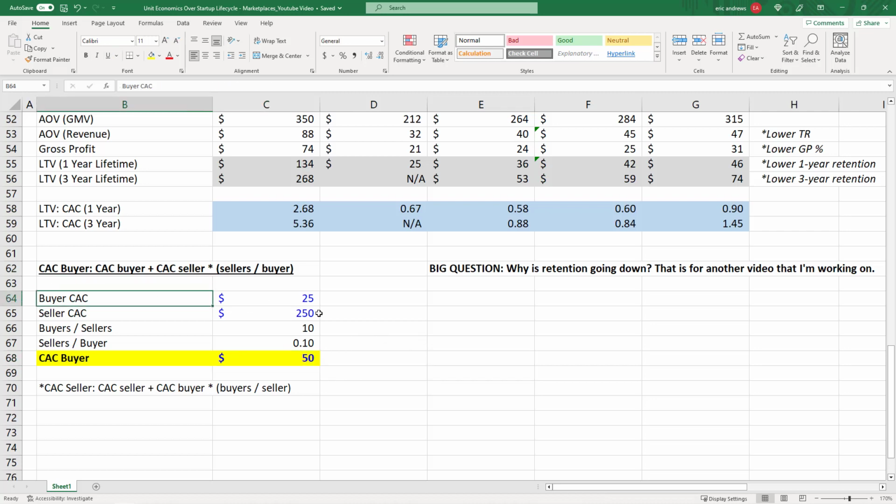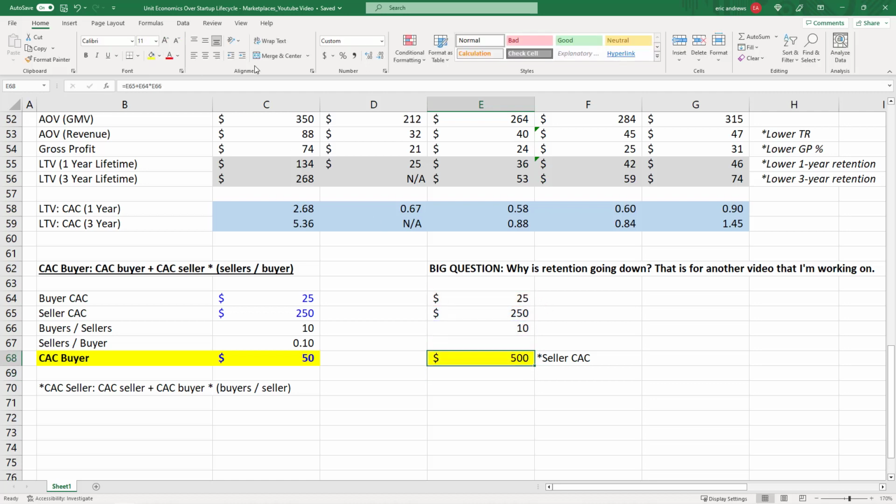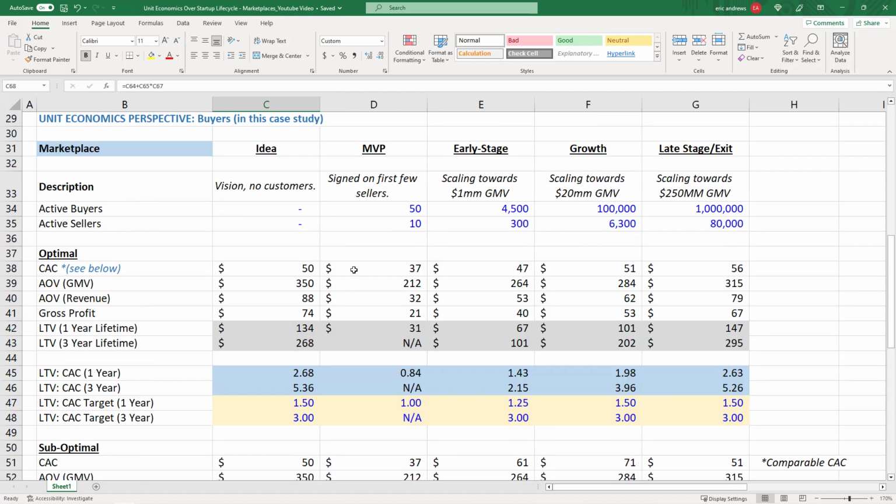If we were trying to do it from the seller perspective, you would effectively say CAC of the seller here, buyers per seller here, buyer CAC here. And so if you wanted to say seller CAC, you'd say, okay, we know we have the CAC from the seller, and we know for every one seller, we needed to acquire 10 buyers. So we say 25 CAC per buyer times 10 buyers. So that's actually 500 from the seller perspective. And then, of course, the LTV of the seller would be higher as well. But that's how you can look at it if you want to calculate it from one side or the other. But we're talking about buyer CAC. Okay, so buyer CAC is $50 in our idea phase.